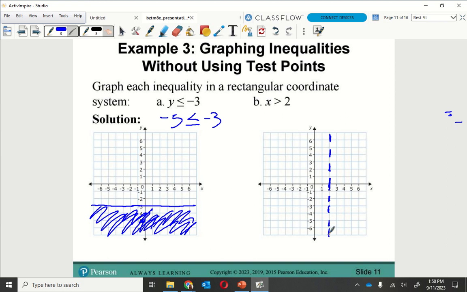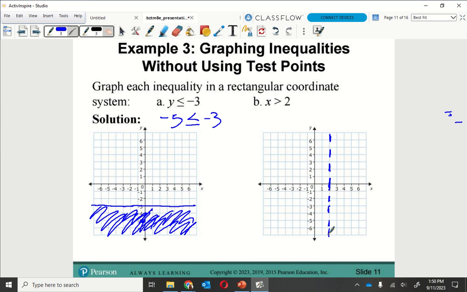Yeah, just make it a dotted line. Clearly make it a dotted line, because if you don't, it's going to be incorrect. I don't want people to have to keep redoing these problems because they keep getting them wrong. Don't do that.